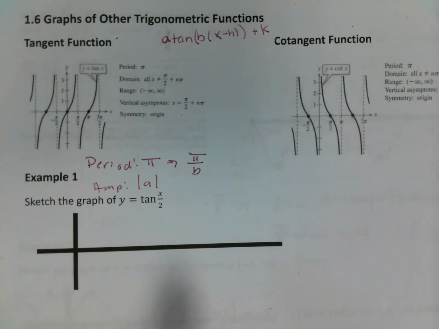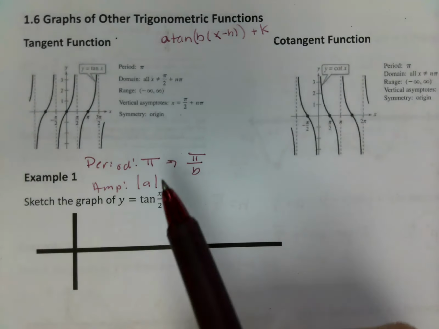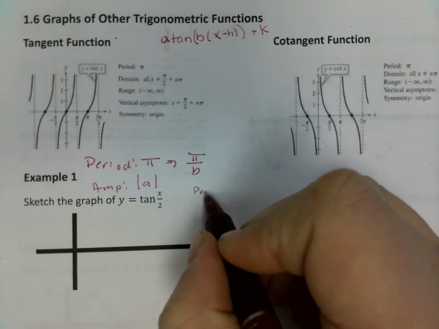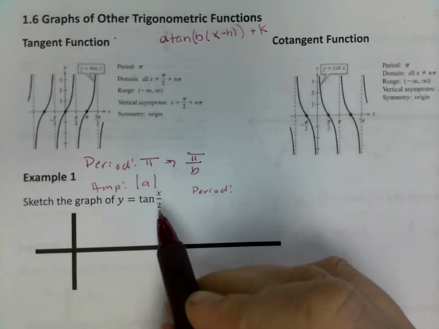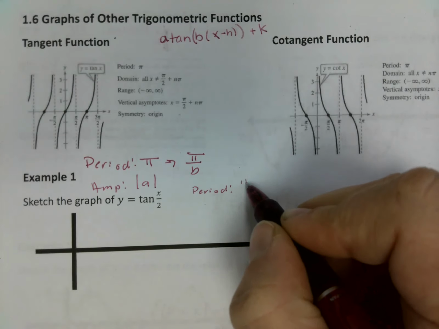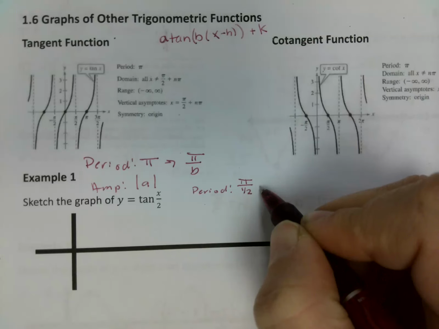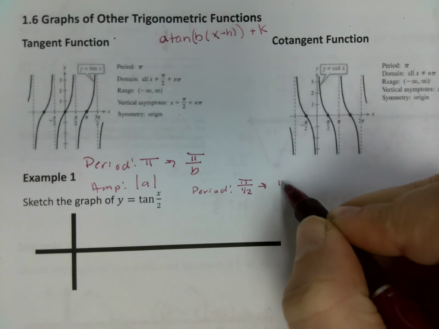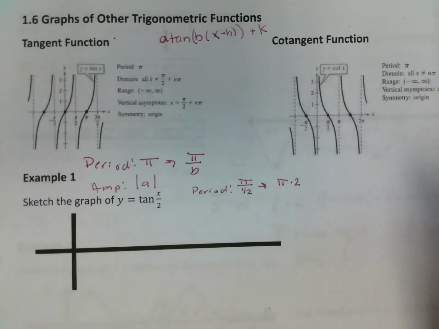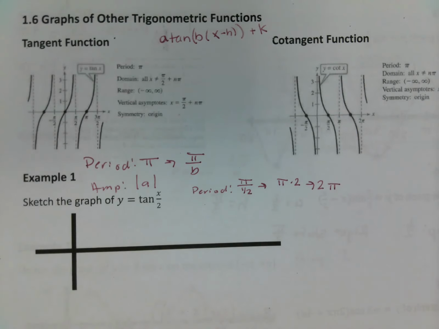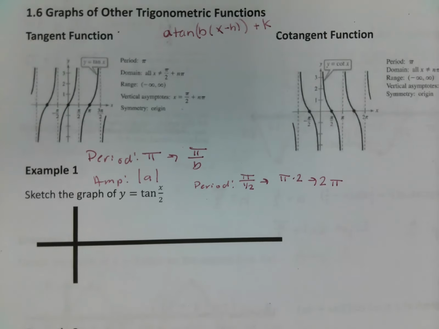So first, when I'm looking at this tangent, I'm looking at this number, my b value. So I'm looking at my period. Because my b value here is 1/2, I would do pi divided by 1/2. Well, pi divided by 1/2 is the same thing as pi times 2, multiplying by the reciprocal. So now this is going to change our period to 2 pi.